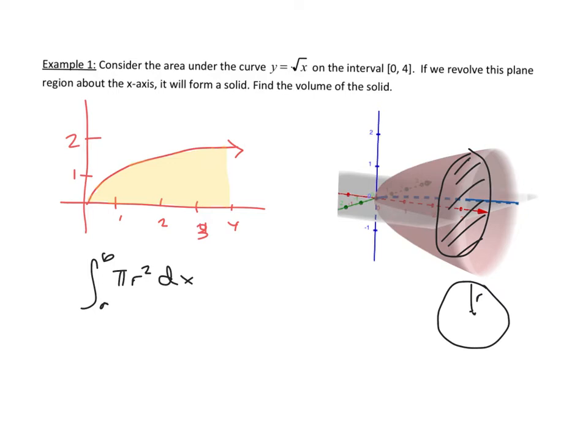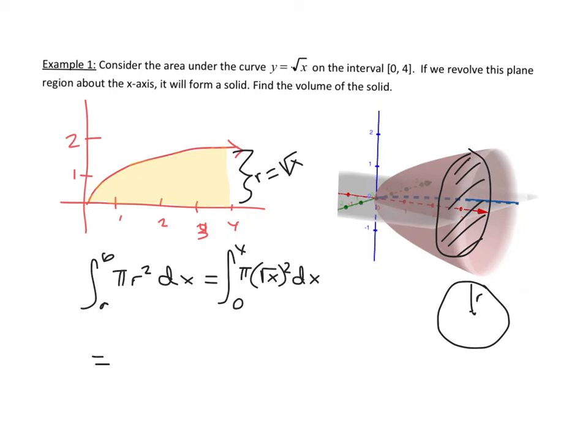So what we're going to do instead for our radius is we are going to do it in terms of x. And actually our radius is going to be the height of this function, which is the square root of x. So we're going to get our integral, and our limits of integration are just going to be 0 to 4. We're doing our x values here, of pi times my r squared times my dx. That's my height of this entire thing.